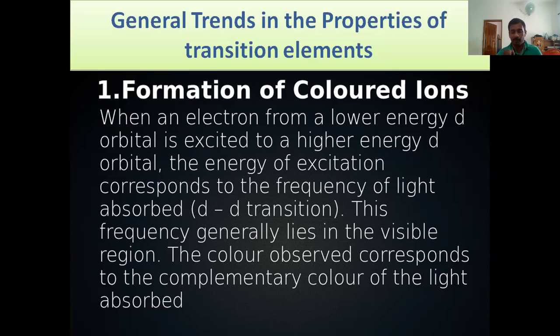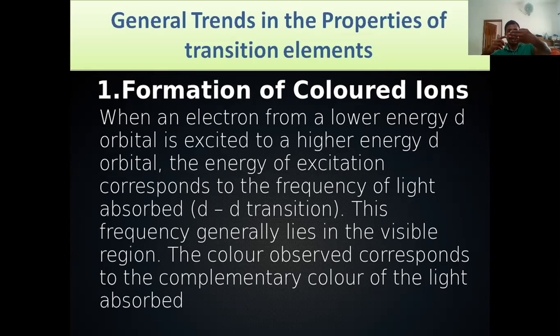And what is the reason for the formation of color? Transition metal compounds are colored. Why? We have one answer, D-D transition. And what is meant by this D-D transition? Study it in detail in the next chapter. But D-D transition, we know there are 5 d orbitals in transition elements. Now, out of these 5 d orbitals, the degenerate orbitals means all the orbitals of same energy.